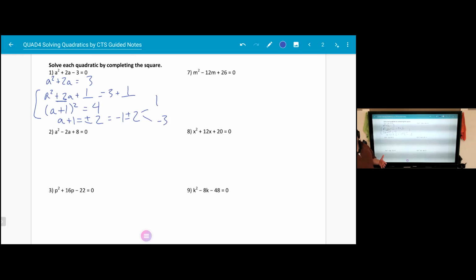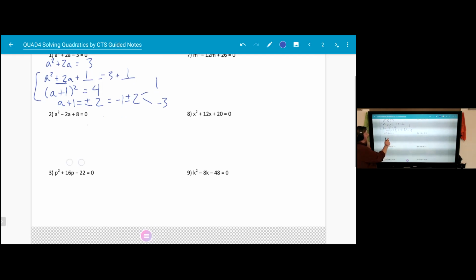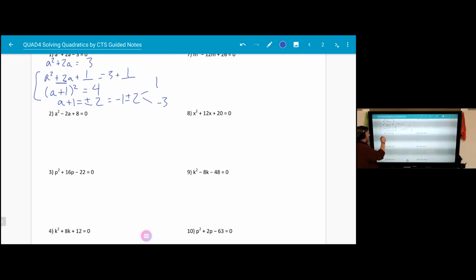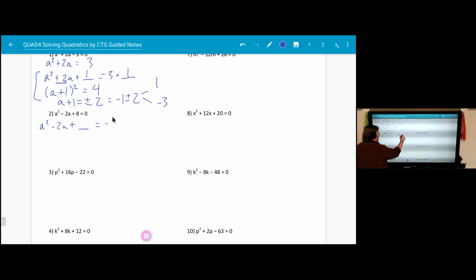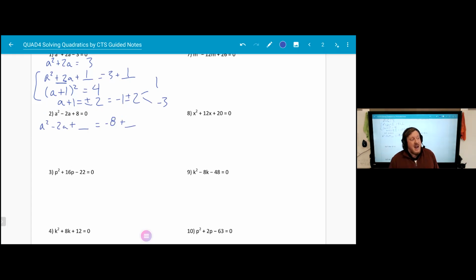Let's do this again. Sometimes we might get some imaginary solutions, and that's okay. Watch this again. I'm going to subtract 8 from both sides: a squared minus 2a, leaving some room to add something to both sides. How do I know I'm adding something to both sides? Because when I square a positive or negative number, I get a positive number.